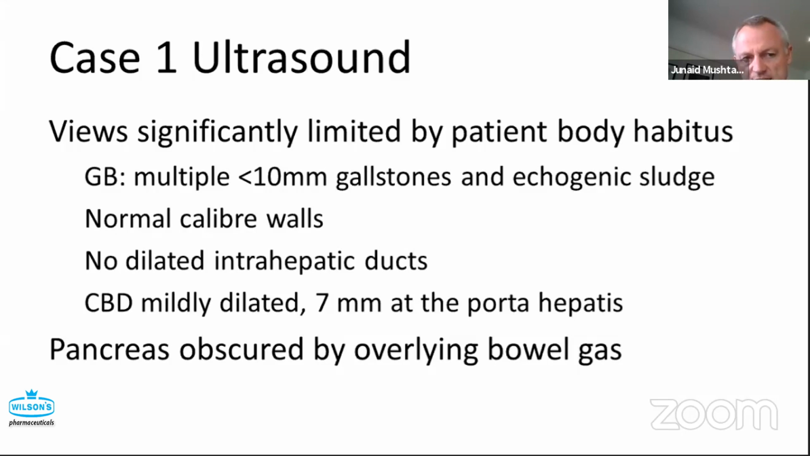Nevertheless, after that sentence, the ultrasound goes on to say the following: multiple sub-centimeter gallstones and sludge, normal caliber walls, no intrahepatic duct dilatation. The common bile duct is mildly dilated at 7 millimeters at the porta hepatis. Pancreas is completely obscured by overlying bowel gas. Now, on paper, I think most of us might be happy with this report and go straight for ERCP.